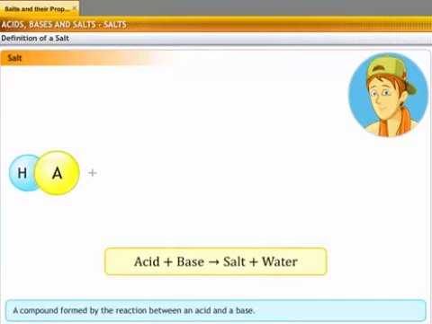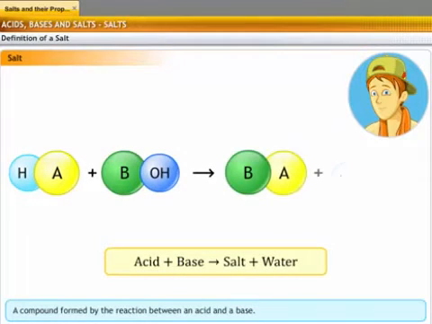The product of an acid reacting with a base is salt and water. From this, we define salt as a compound formed by the reaction between an acid and a base. This reaction is called a neutralization reaction.